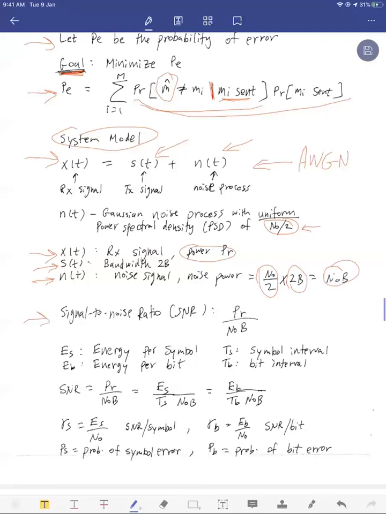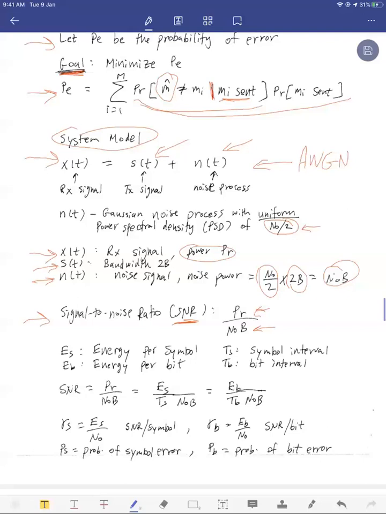That motivates me to define the signal to noise ratio at the receiver as PR, the signal power received, over the noise power. We're going to see that the performance, the probability of error, is going to be a function of the signal to noise ratio. The higher my signal to noise ratio, the easier I can decode, or demodulate, my signal. The lower the signal to noise ratio, the harder it is to demodulate my signal. I think that makes sense to everybody, right? So we're just defining the system model.